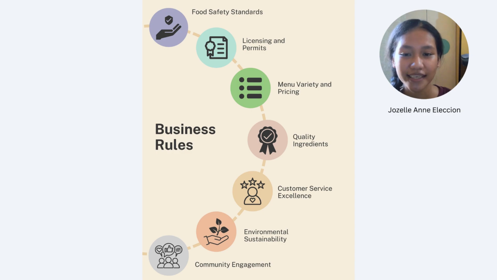Fourth, quality ingredients. Source fresh, high quality ingredients from reputable suppliers to maintain the quality and flavor of street food offerings. Regularly inspect ingredients for freshness and adhere to best practices for food storage and handling. Fifth is customer service excellence. Provide exceptional customer service by being attentive to customer needs, offering prompt service, and addressing any concerns or complaints promptly and professionally. Sixth, environmental sustainability.